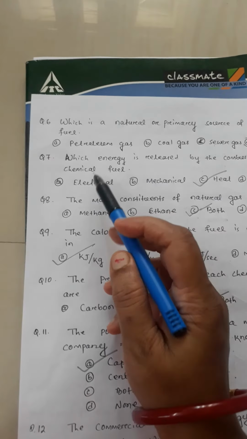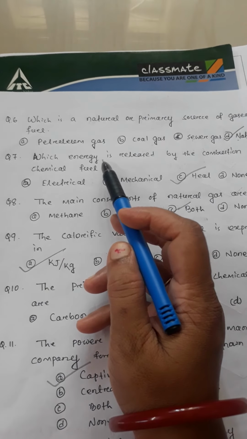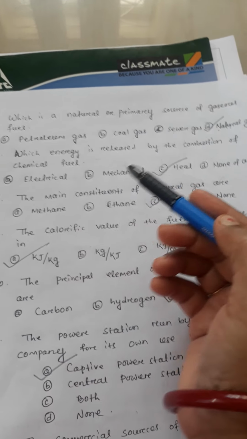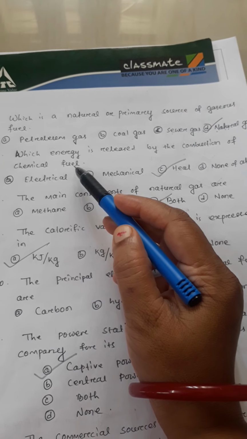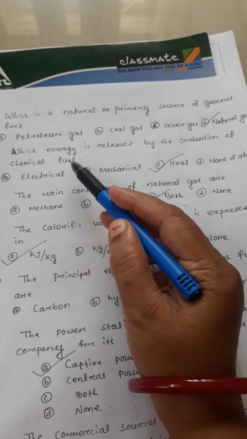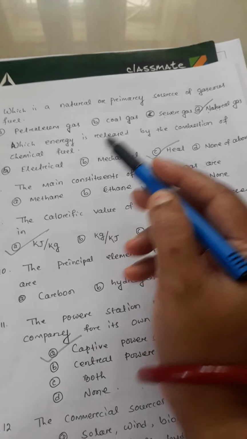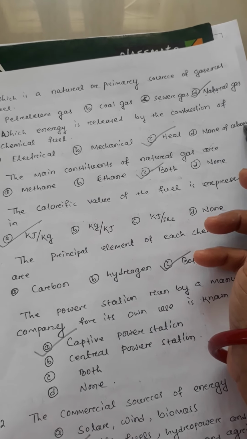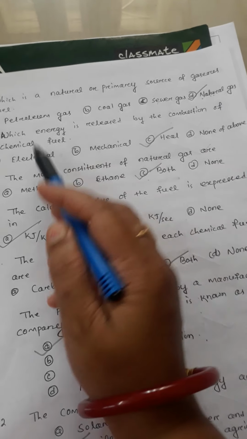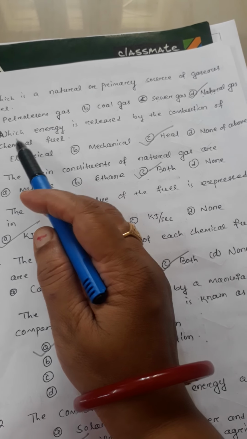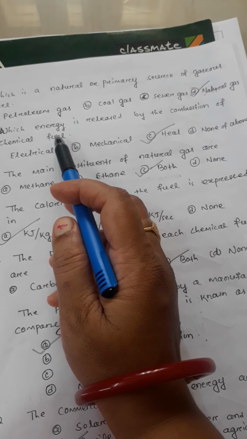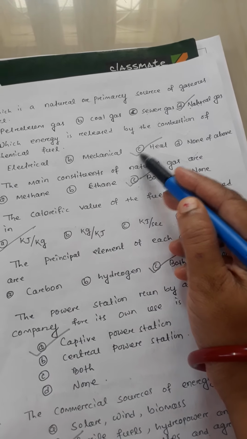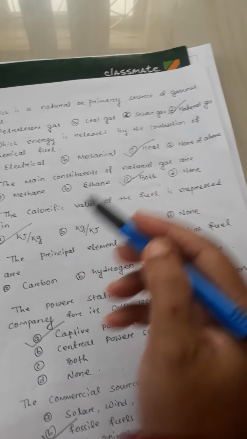Next question: which energy is released by the combustion of chemical fuel? If we burn a chemical fuel, that is petrol, diesel, anything, then which energy will be released? The options are electrical, mechanical, heat and none of the above. We already know that when combustion of any chemical fuel occurs, heat energy will be developed. That is option C, which is the correct answer.